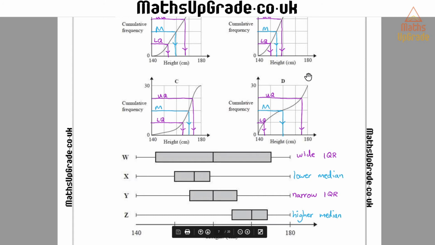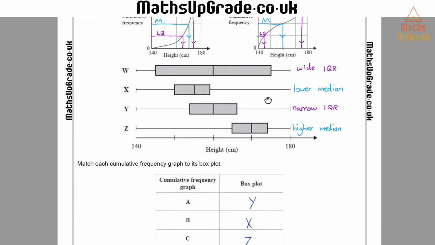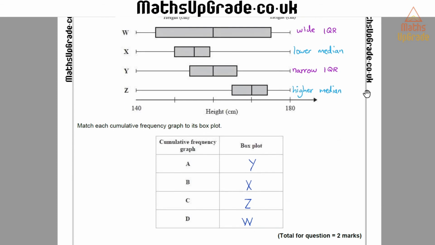Lastly, that just leaves graph D, and that matches with box plot W, since the median is the same as it was for A, so it's in line with that one there, but the lower and upper quartile are quite far apart. It's got a wide interquartile range, so correspondingly the box plot looks very wide in terms of where the lower and upper quartiles are. So there's your answers for that question, and that would be 2 marks.